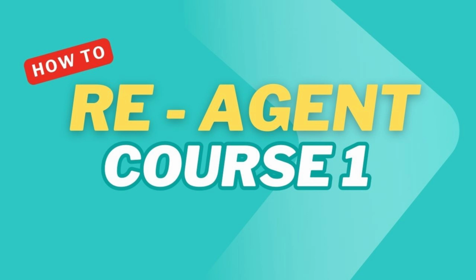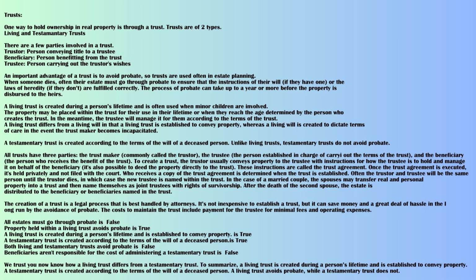Trusts. One way to hold ownership in real property is through a trust. Trusts are of two types: living and testamentary trusts. There are a few parties involved in a trust. Trustor, person conveying title to a trustee. Beneficiary, person benefiting from the trust. Trustee, person carrying out the trustor's wishes.